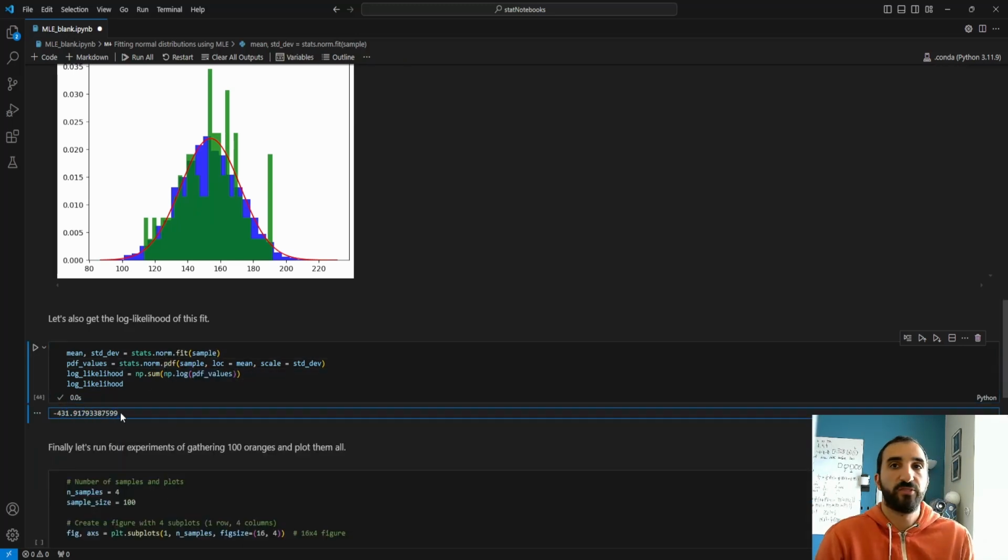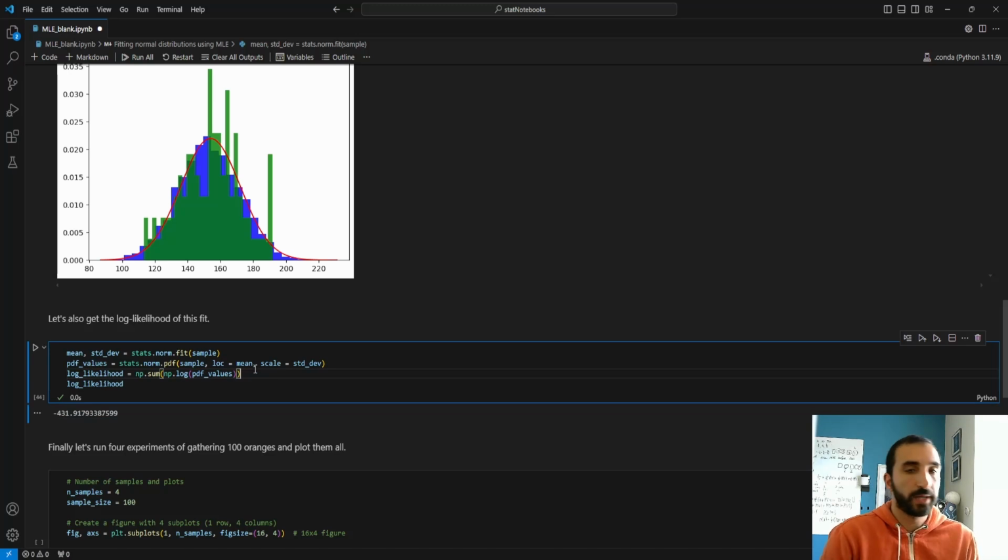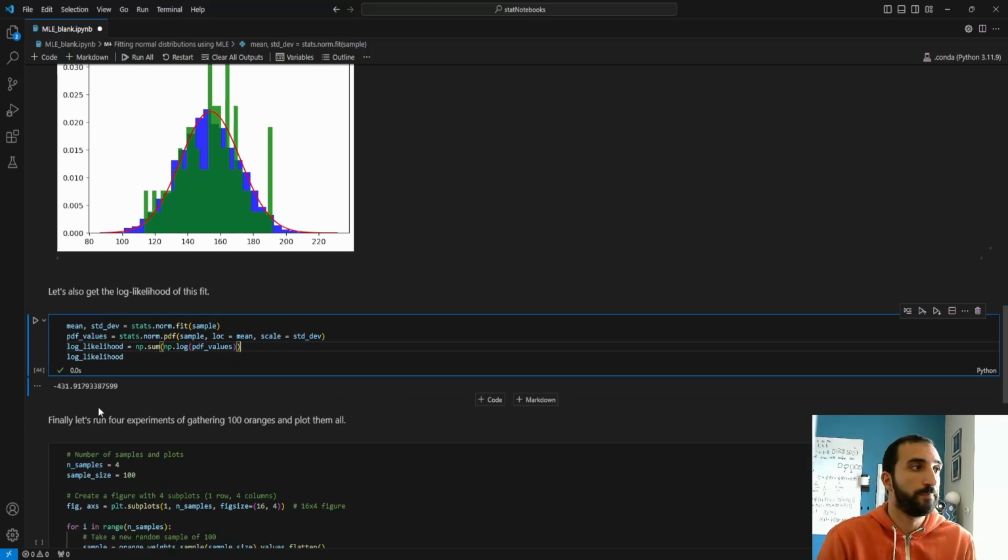And we get this large negative number here. So you can't actually really interpret the log likelihood. It's not necessarily meaningful. The important thing is that this was maximized among all other possible fits. So there it is.